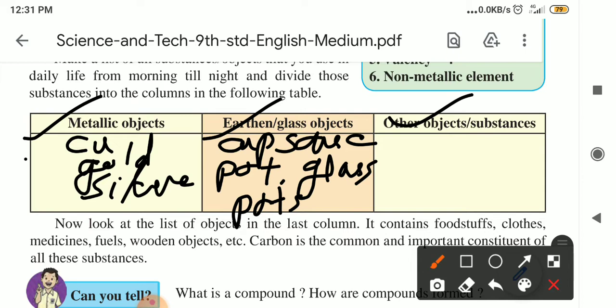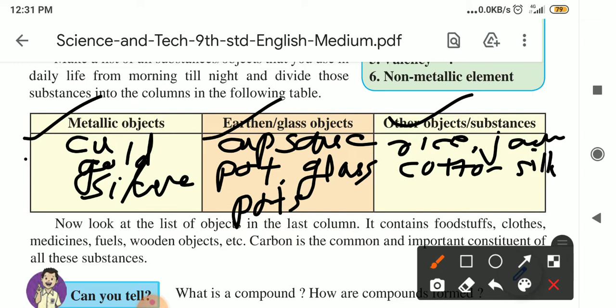And other objects and substances. So for example, for eating we are using rice, jawar. After that, clothes, which are made up of cotton or silk. Okay, so these are the substances that we are using. So many are there, but I took only some here: rice, jawar, cotton, silk. If you see here, you will notice what they told you. Now look at the objects in the last column.